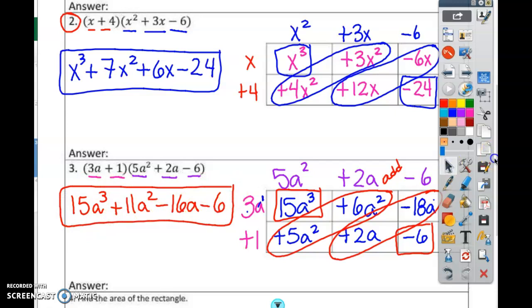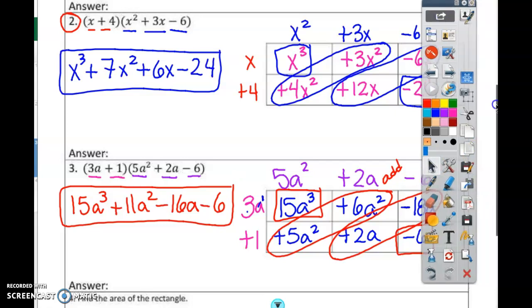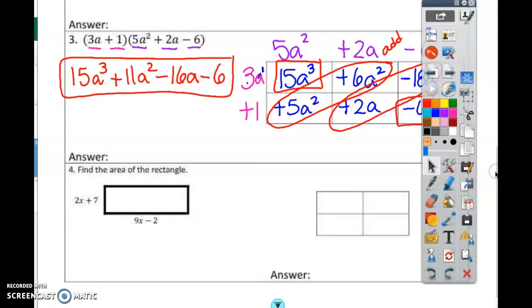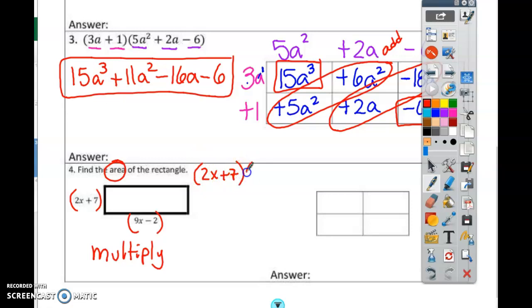And the last one is the same thing, but it's with a real world problem. They're talking about area. Okay, it's a 2 by 2. Area, you multiply. So you're going to multiply this times this. Okay, so it's 2x plus 7 times 9x minus 2. So I'm going to put it in my box. See, I already created the box for you. So that's 2x plus 7 times 9x minus 2. Pause the video, work the problem out, and then we'll see if you got it right.